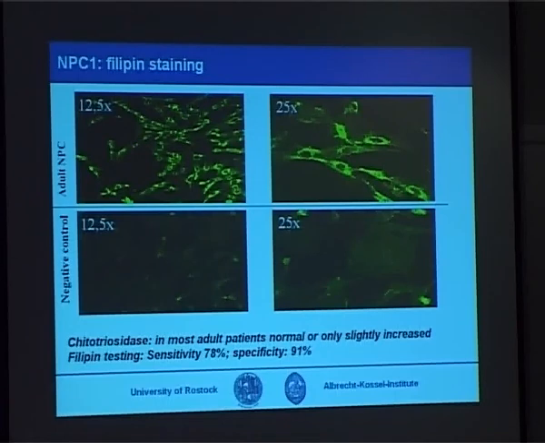And again, the chitotriosidase, which I've already mentioned to you, I just mentioned this again since sometimes it is recommended as a first screening marker. But I guess this is the wrong direction, because especially in the adult patients, the majority of the patients shows absolutely normal level.